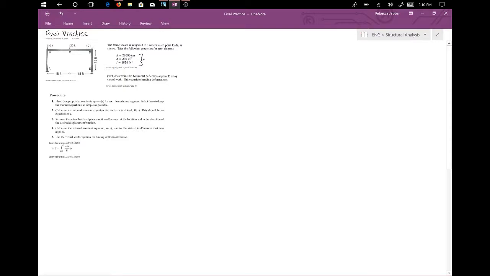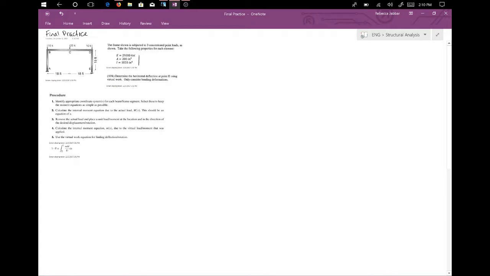All right, so here's our problem. It's a frame with 3 separate point loads on it. We got dimensions. As we can see, our values right over here are all in kips and inches. Our loads are in kips, so that's fine, but all of our dimensions are in feet.